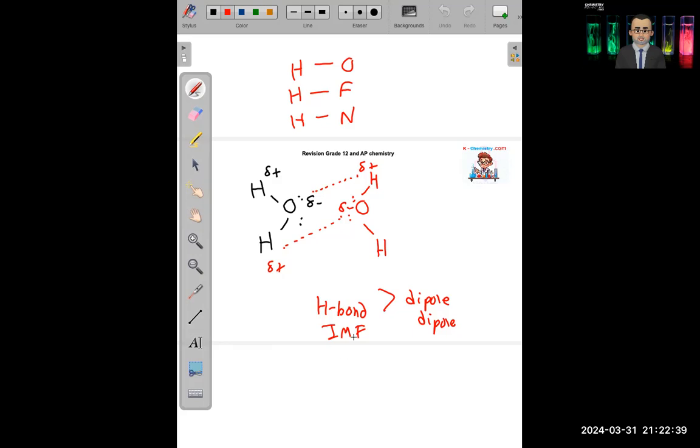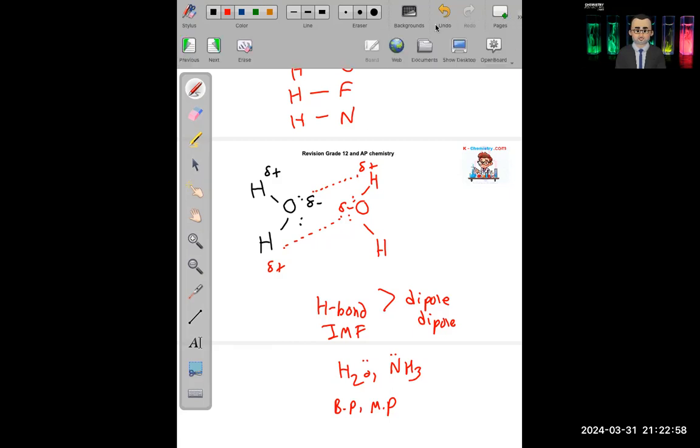Substances that have hydrogen bonds, such as water and ammonia, for example, they all have hydrogen bonds. They have higher boiling point and melting point than substances which are only held by other types of intermolecular forces of attraction, like the dipole, or the other types that we mentioned.